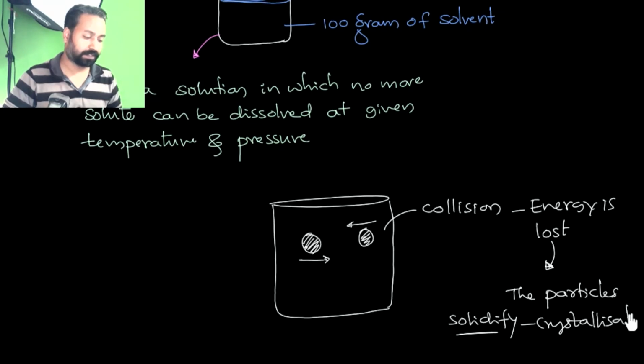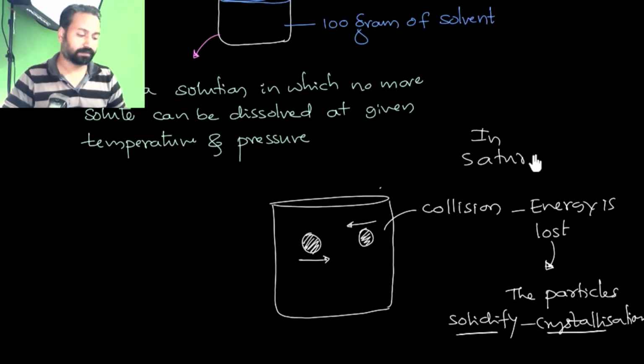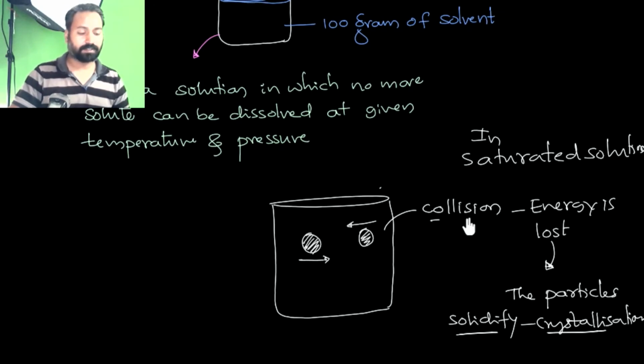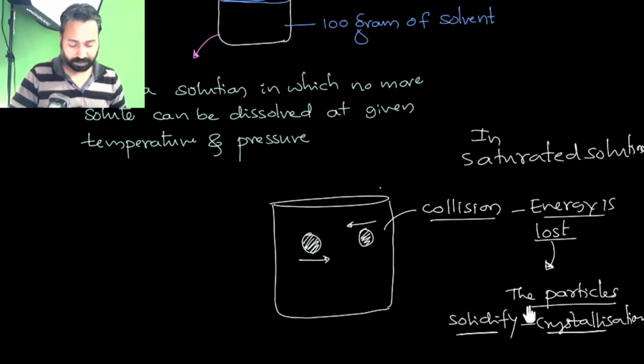Hope you understood this part. So when crystallization is taking place, the first thing, the solution should be saturated. This process itself happens in a saturated solution. In that, what happens? The collision of particles takes place because more number of particles are there. The energy is lost by the particles, and due to that, what happens? The particles get solidified. That process is called crystallization.